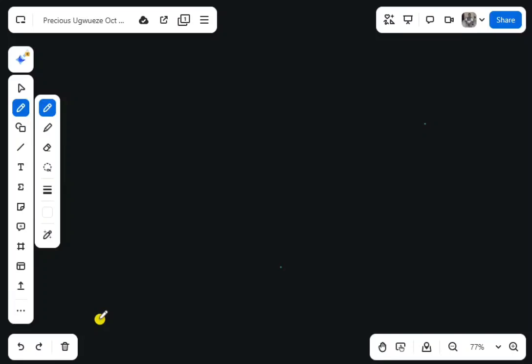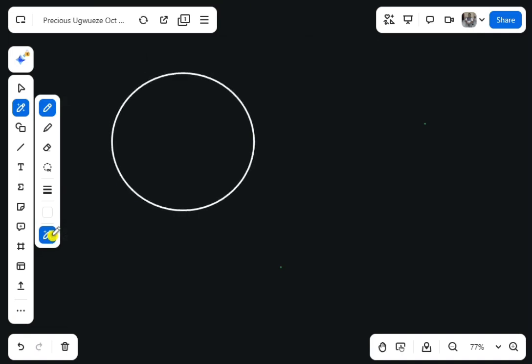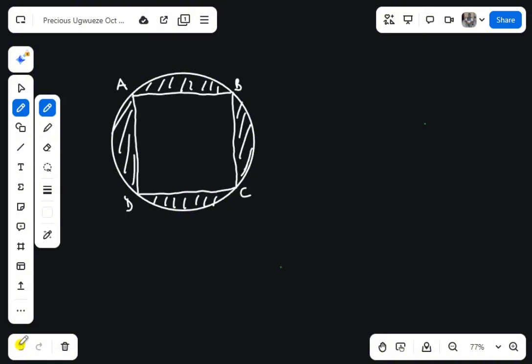So in this video we are going to quickly look at this very nice SAT maths. Here we are given a circle and then an inscribed square. We are told that the square has a side length equal to 3.5 centimeter. Okay, and then we are asked to calculate the circumference of the circle to one decimal place.